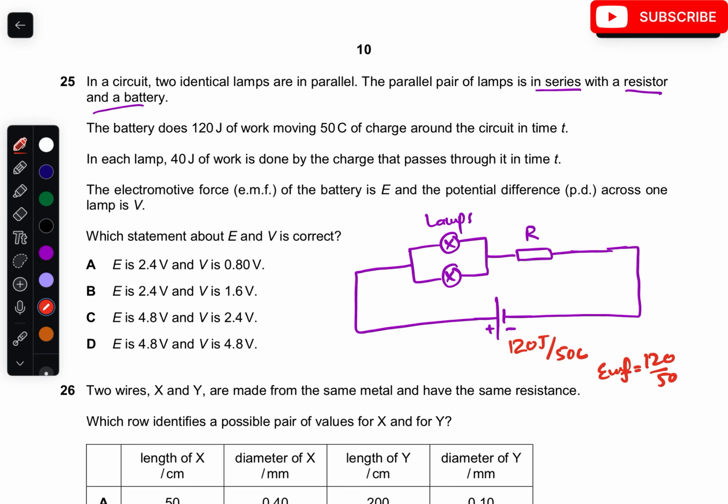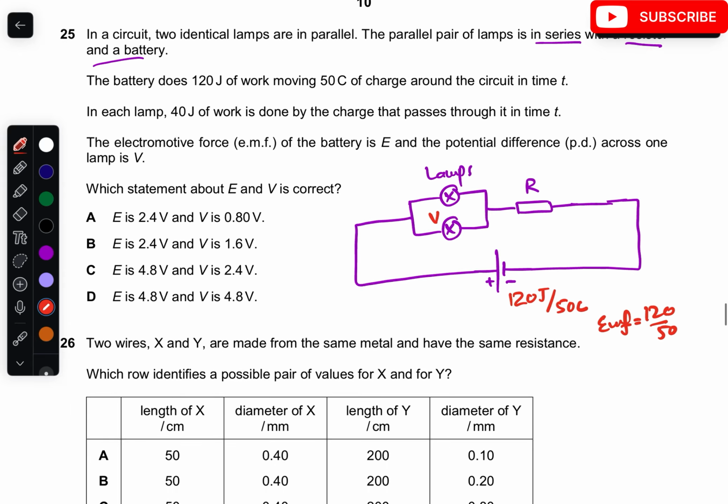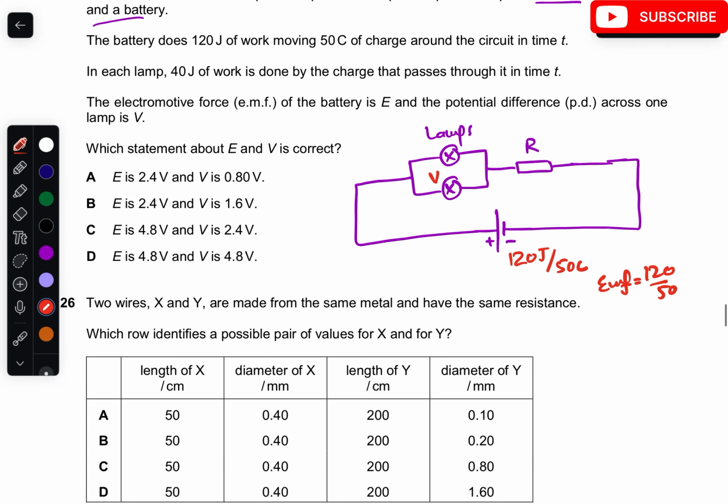What they are asking is the electromotive force of the battery, E, and the potential difference across one lamp, V. Which statement about E and V is correct? E is 2.4. When you calculate it, this is 2.4. This is correct, EMF is 2.4. These are wrong, so you have to choose between A and B.